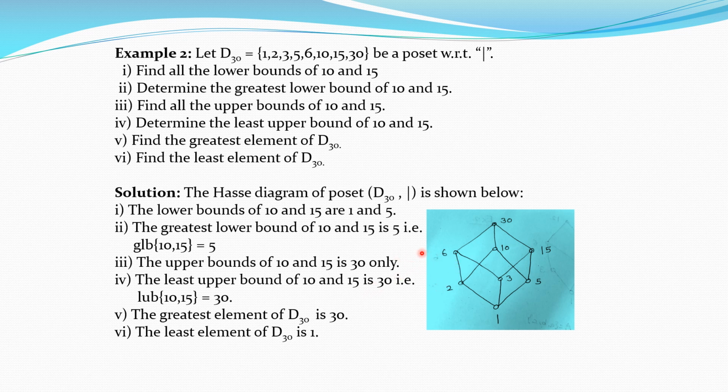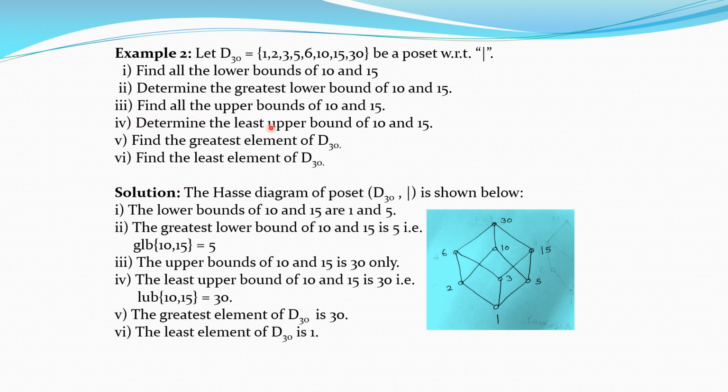Here 2 is preceding 10 but not 15. 3 is preceding 15 but not 10. So 2 and 3 are not lower bounds. So the only lower bounds of 10 and 15 are 1 and 5. Now among these lower bounds, 1 precedes 5 and 5 precedes 5. So 5 is the greatest lower bound.